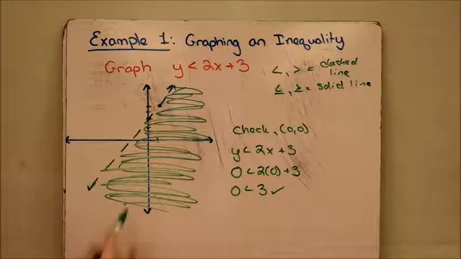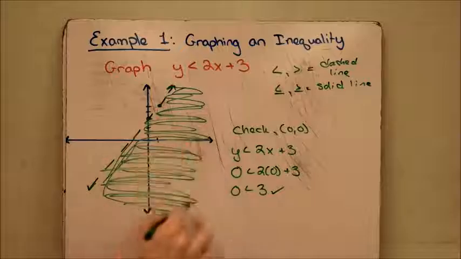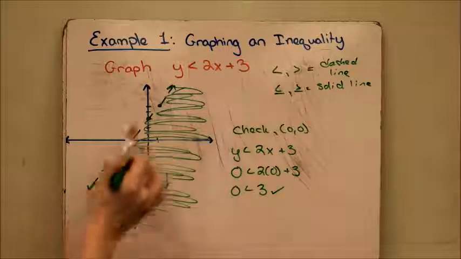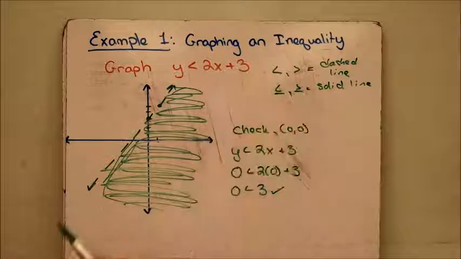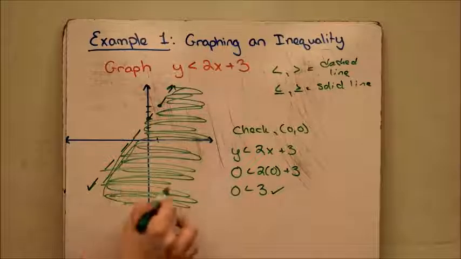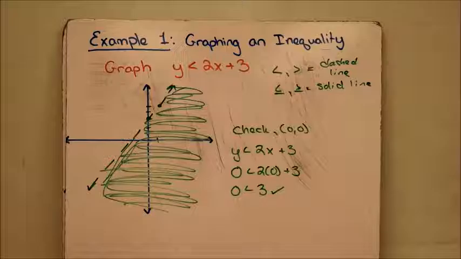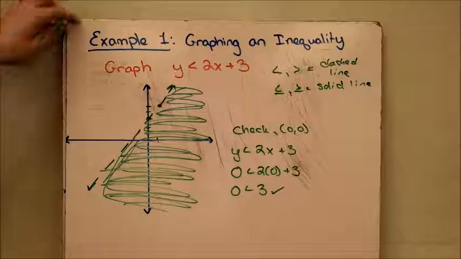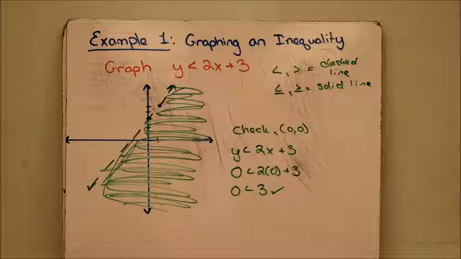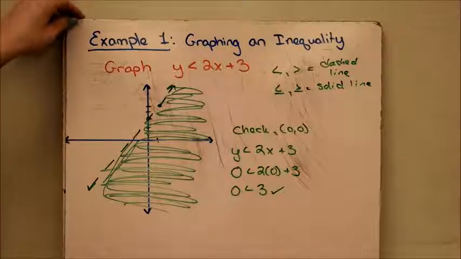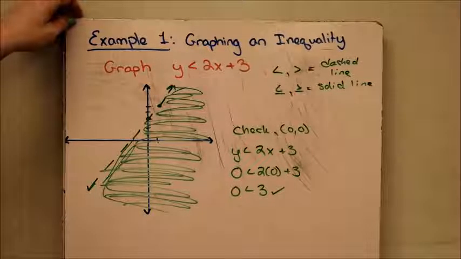This is telling us that anywhere in this shaded region, not our boundary line because it's dashed and doesn't include it, any point we could plug back into our inequality would come out true. As you can see, this is different from a system of linear equations. It's not just one point. It's going to be infinitely many points, which means you're going to have to draw it out.